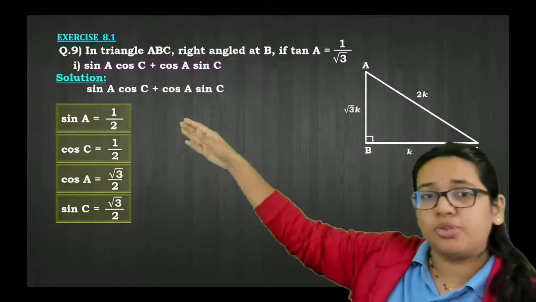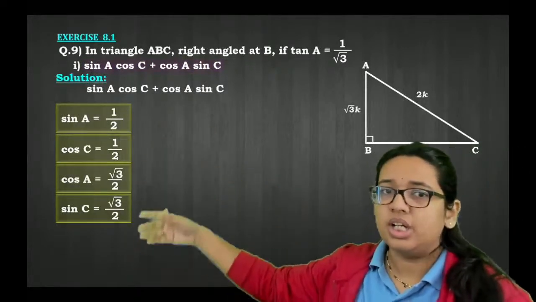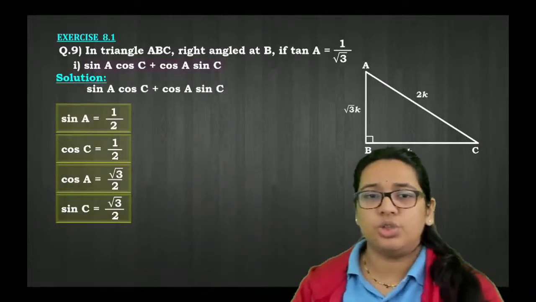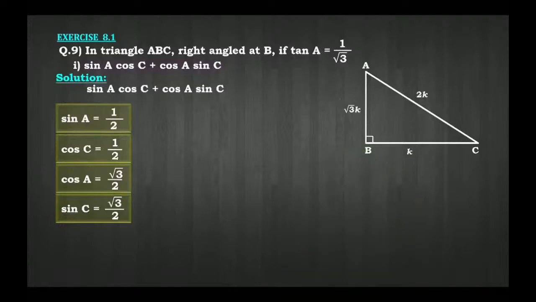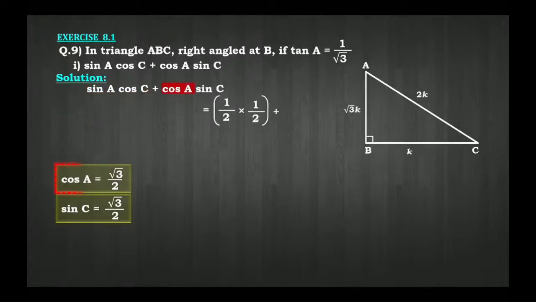So these are the required values, consider them directly for the solution. The first part of yours is sin A cos C. So the first bracket will be 1/2 into 1/2, plus cos A is root 3 upon 2 into root 3 upon 2.